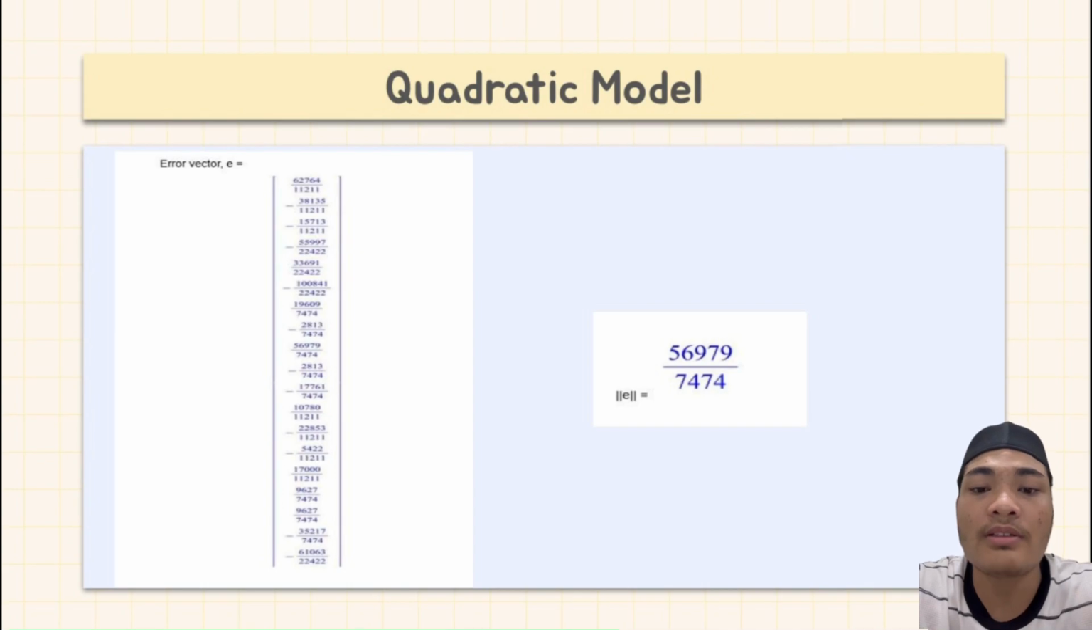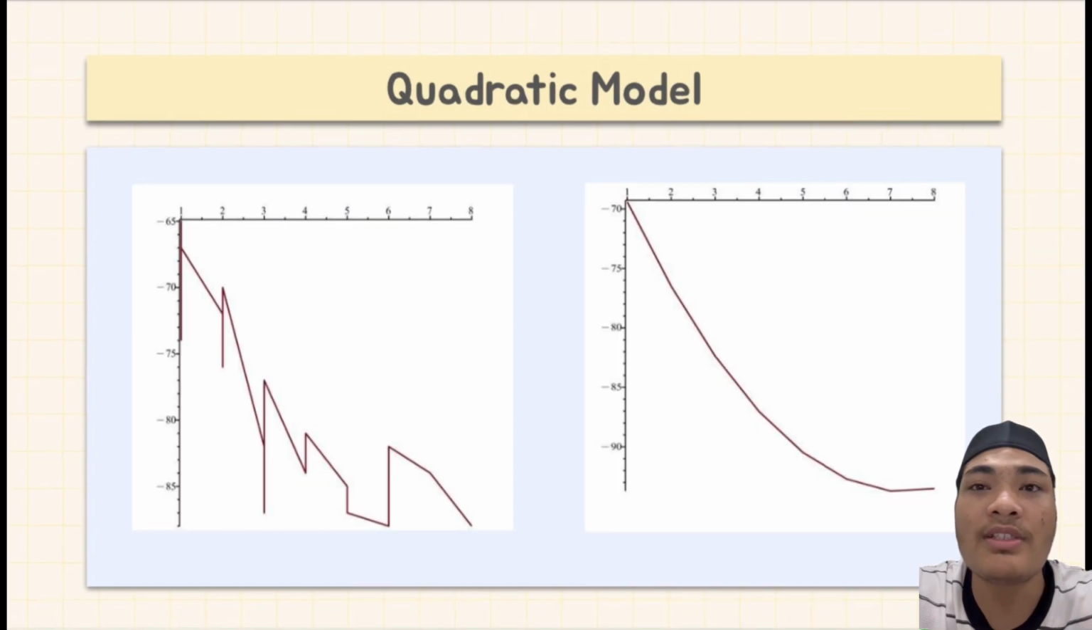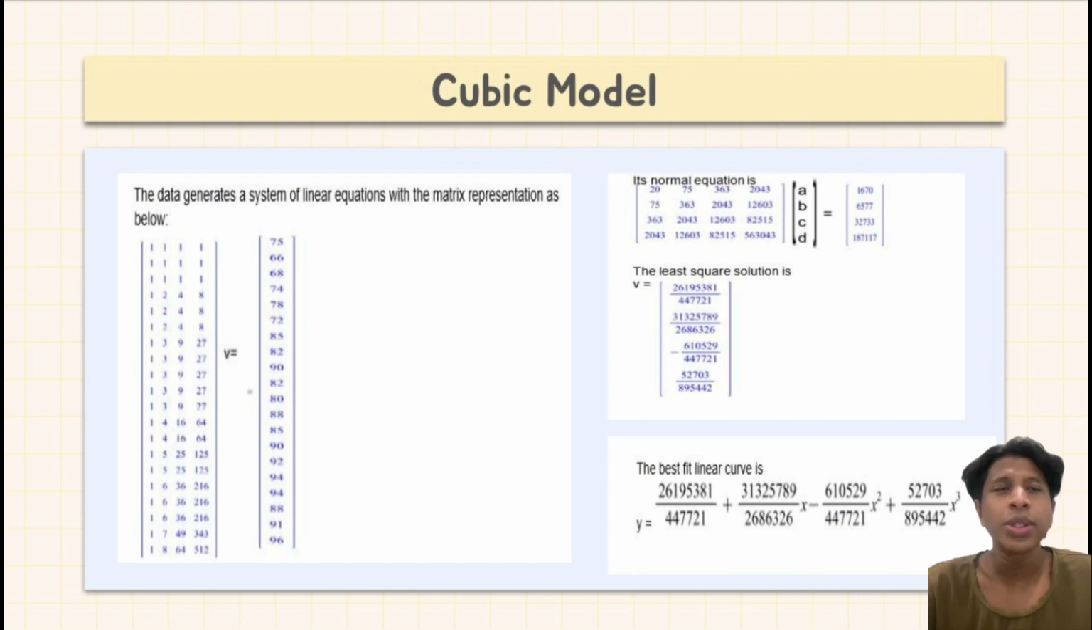After getting the best fit curve, we will find the error vector, which is E. Then after we find the error vector, we will find the magnitude of the error vector, which is 56979 divided by 7474. And from this slide we will see the graph made by the best fit curve for the quadratic model.